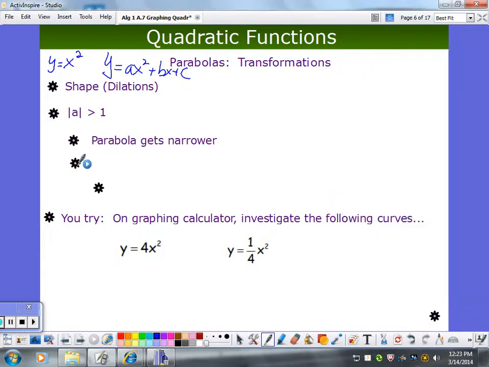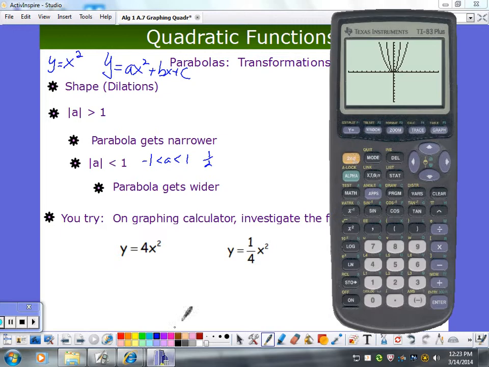Now what happens if a is less than 1, and what I mean here, it's a number between -1 and 1. That means a fraction, right? What if it's a half? What if it's something to get kind of wider. So I'm also going to graph this guy, because here my a is now between -1 and 1. So let me put that one in as well.